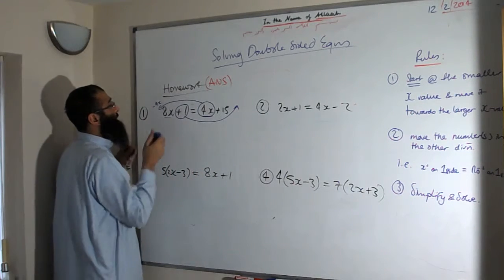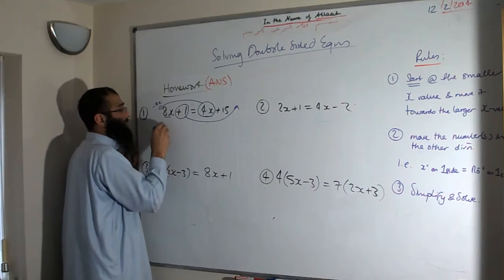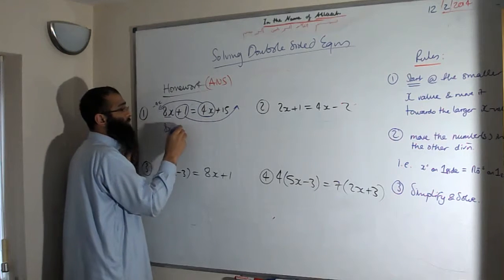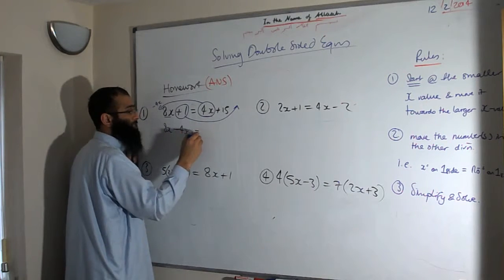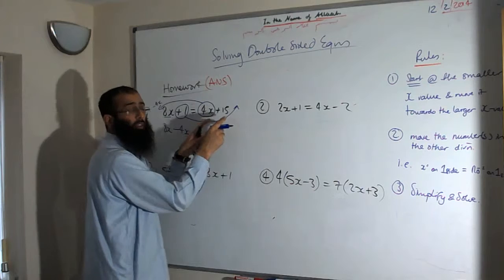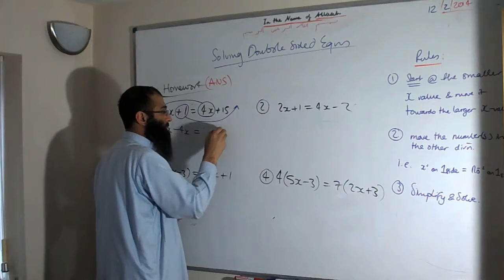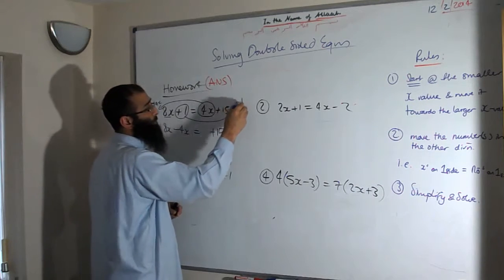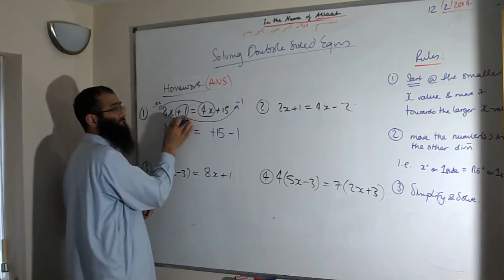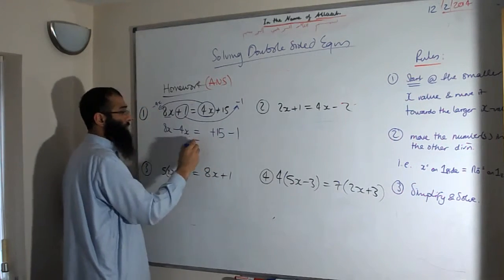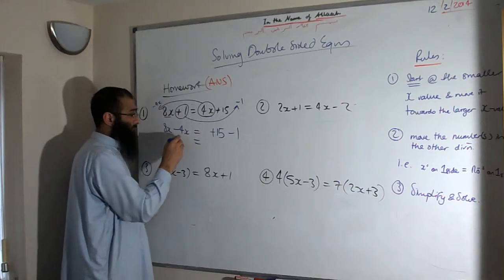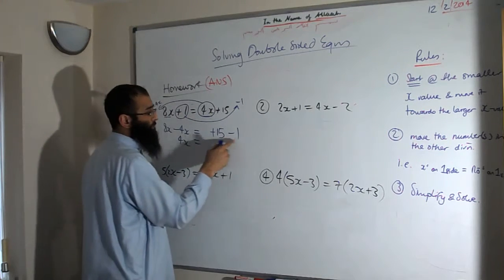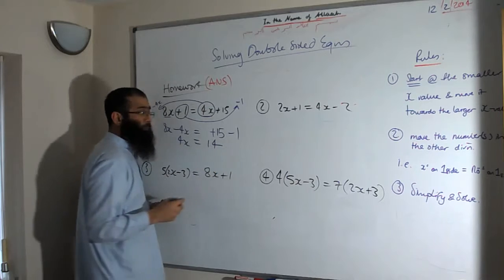So let's have a look at what we have on the next line. We copy down the 8x, the minus 4x joins it, the equal stays in the same place. On this side we had a plus 15. And then we had a plus 1 come over and that became a minus 1. As we change the side, we change the sign. So 8x minus 4x will give you 4x. 15 minus 1 will give you 14.